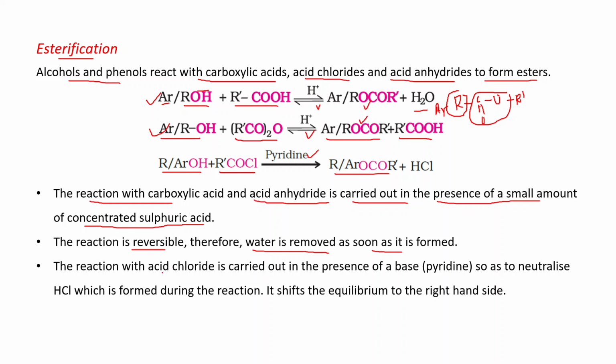The reaction with acid chloride is carried out in the presence of a base, that is pyridine. This is the acid chloride. We are taking this base, pyridine. Why? Because HCl is a stronger acid and it is neutralized by pyridine, which is basic in nature. To neutralize the HCl formed during the reaction, it shifts the equilibrium to the right-hand side.